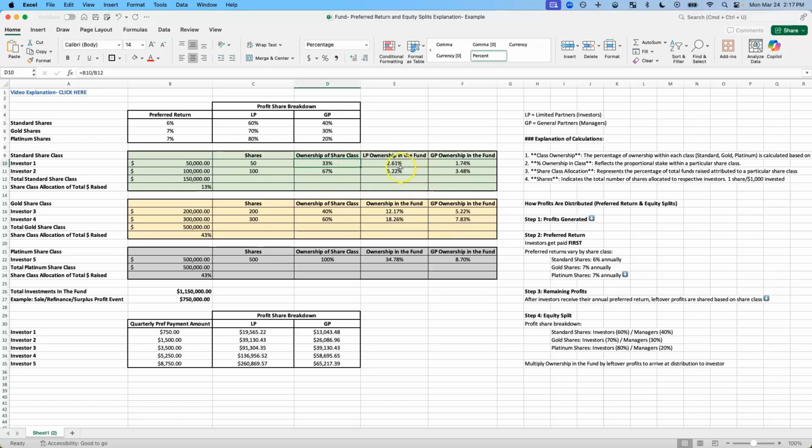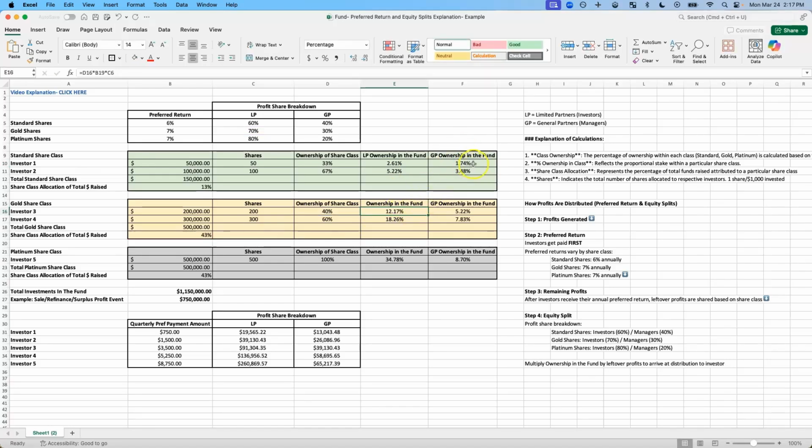Next is LP ownership in the fund. So to get to that, you have your ownership in the share class, your ownership in the total monies raised, so that 13%, which is allocated to that standard share class, and then you multiply that by your LP-GP split, so 60%. So that ends up getting you an ownership in the total fund of 2.61%. You can see that flow into each of these individual investors, and you can look at the calculations by just clicking on the cell and understanding a little bit more there.